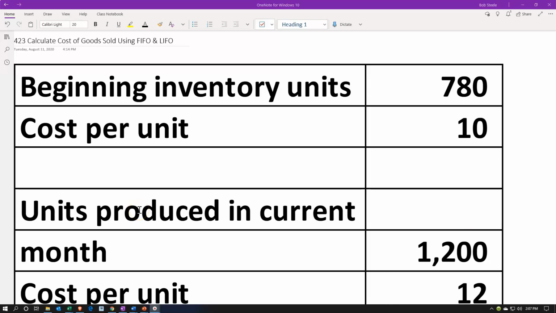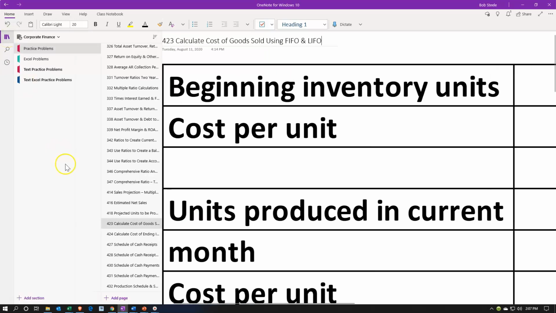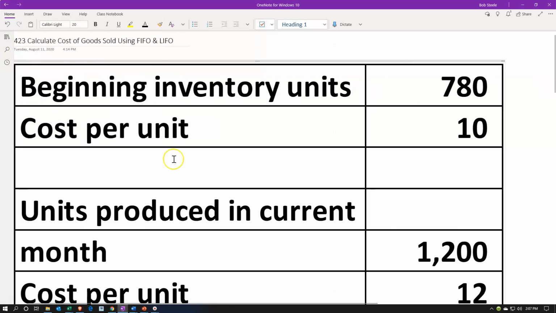Here we are in OneNote. If you would like to follow along in OneNote, you're not required to do so, but if you have access to it and would like to, we are under the 423, the calculate cost of goods sold using the first in, first out, last in, first out, FIFO and LIFO tab under the practice problems section. Closing this back out, we're going to have our information up top. We'll read through the information and then we'll apply that information to working the practice problems.